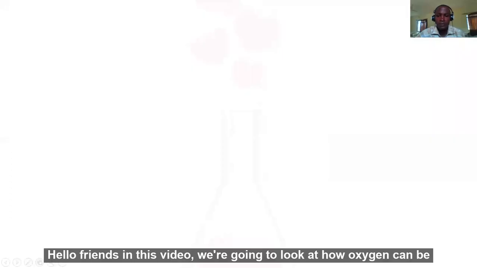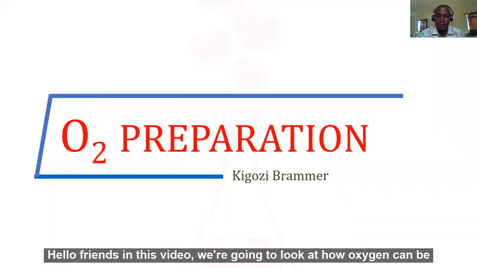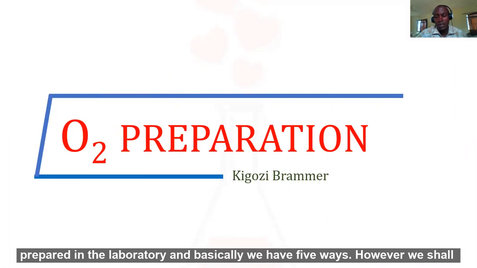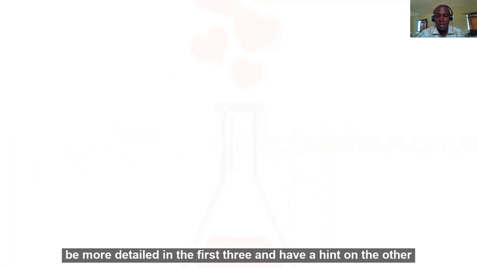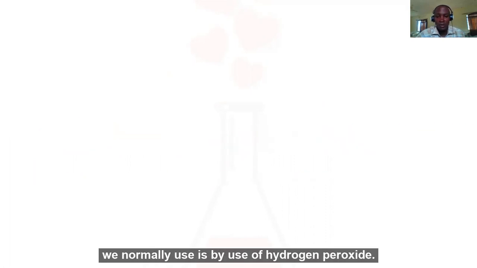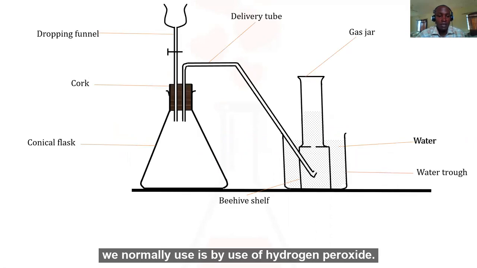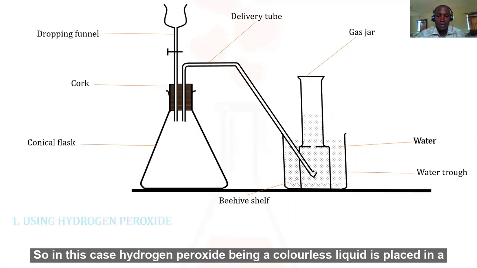Hello friends, in this video we are going to look at how oxygen can be prepared in the laboratory, and basically we have 5 ways. However, we shall be more detailed in the first 3 and have a hint on the other 2. The commonest method we normally use is by use of hydrogen peroxide.